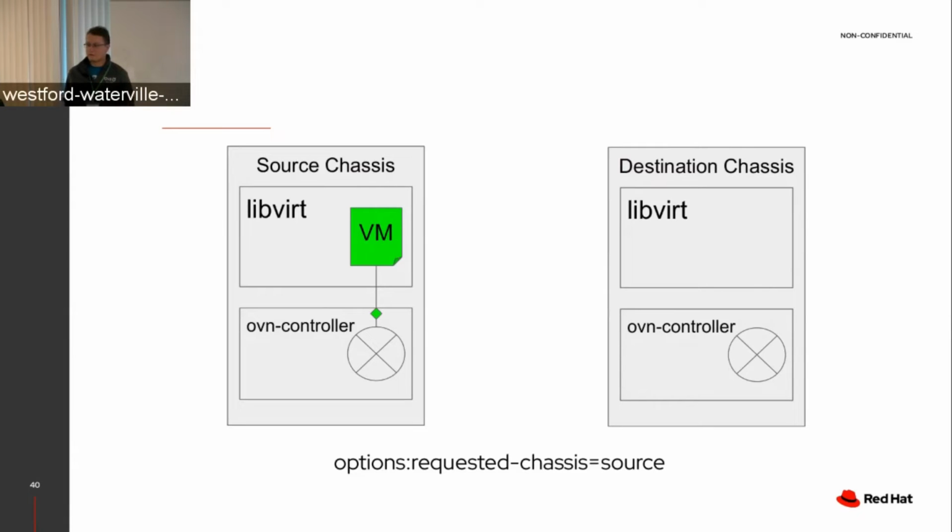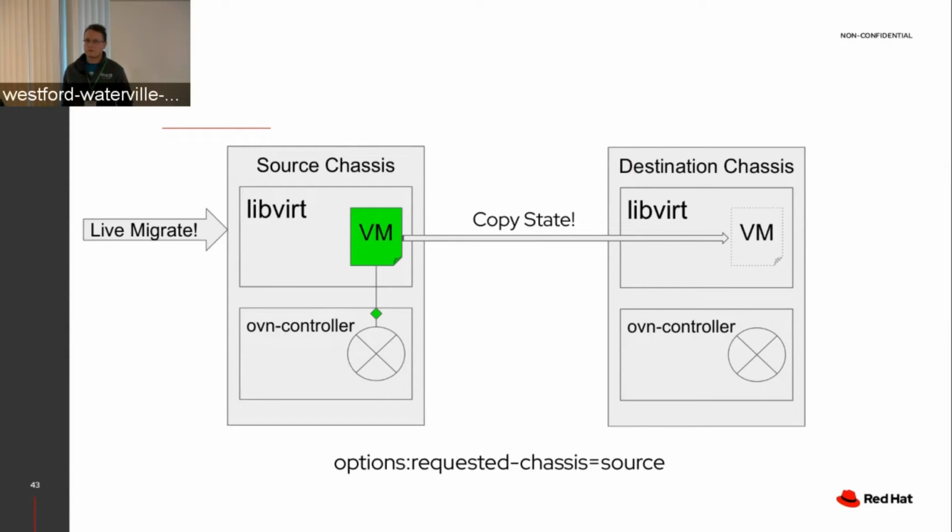So now let's check how it looks with this. Again, we start with the same: there's a VM, we request live migration, everything is the same, we start copying the state. But now we're not waiting for the live migration to complete before we move the network port.